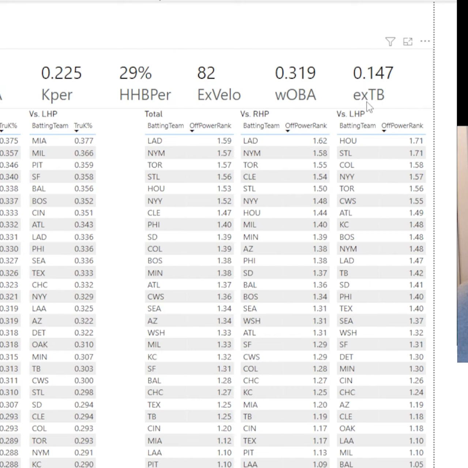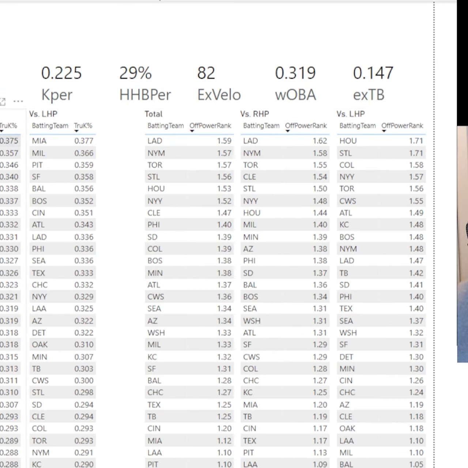Then wOBA, and then my new stat, EX total bases, which is what we talked a little bit about earlier this week. Only accounting for extra base hits, singles, and evaluated by plate appearances. So that's only helpful when we're betting on total bases.